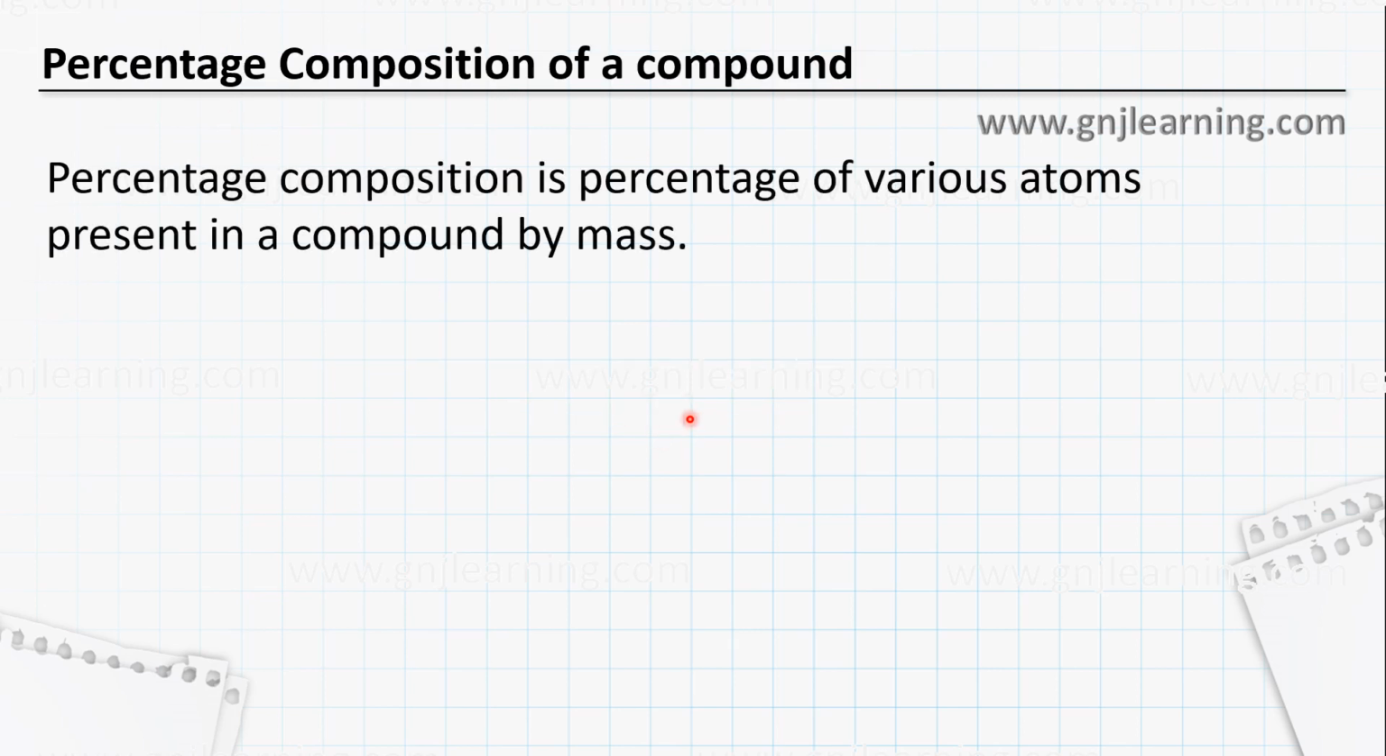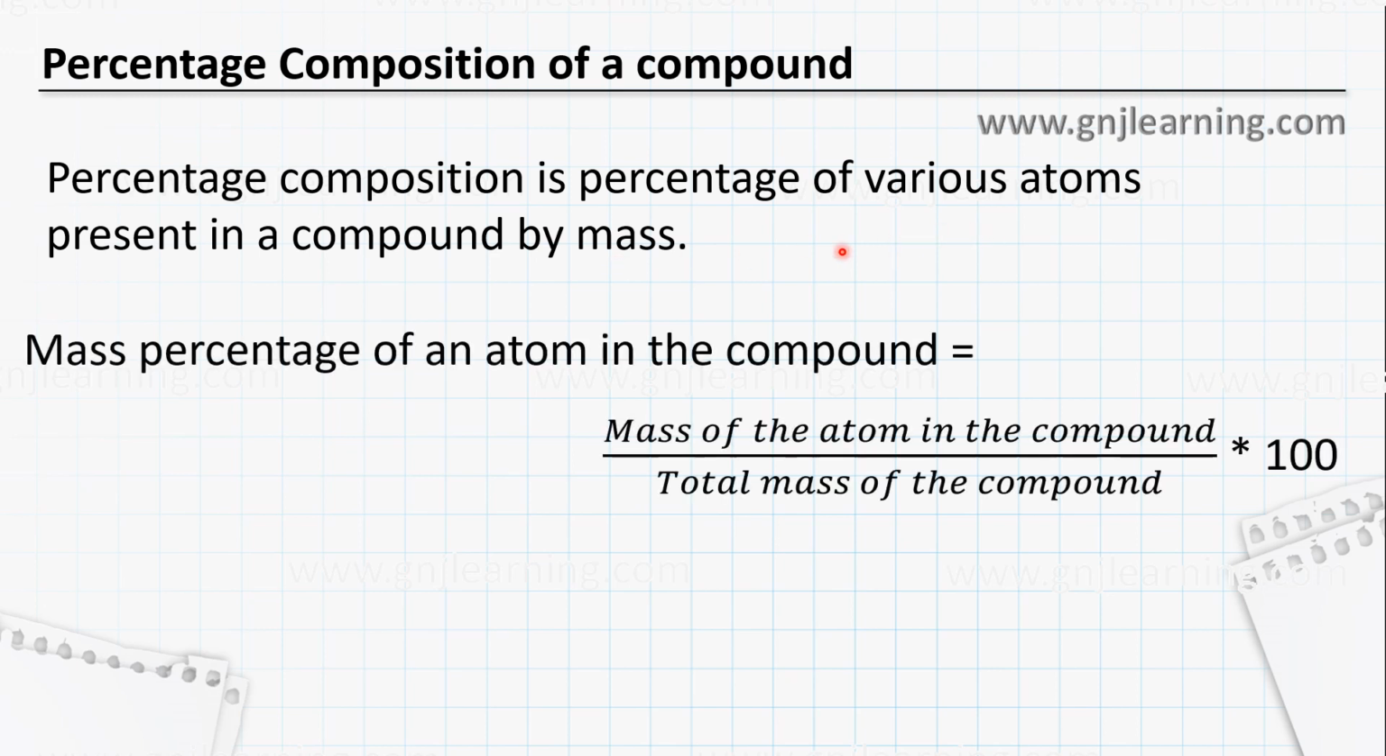So percentage composition is nothing but percentage of various atoms present in a compound by mass. So percentage composition is the percentage of various atoms present in a compound by mass. So how to get the percentage of an atom present in a compound? We can use the formula of percentage calculation. You might be familiar with this formula in your lower classes, how to find the percentage of something.